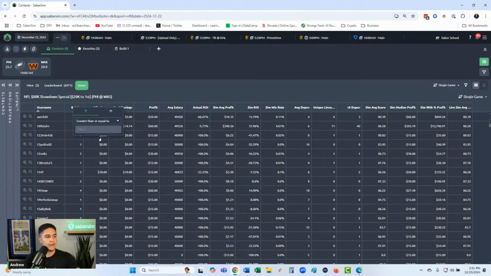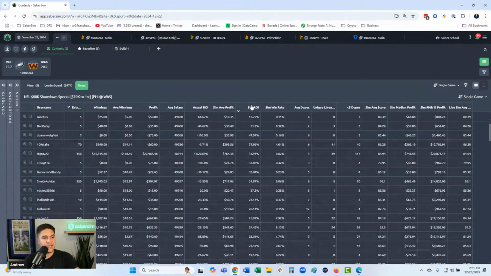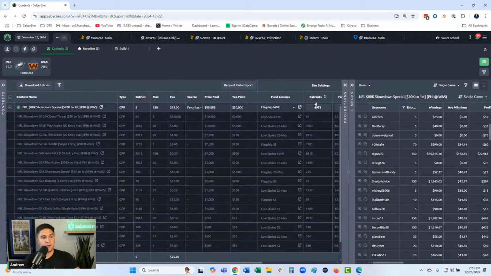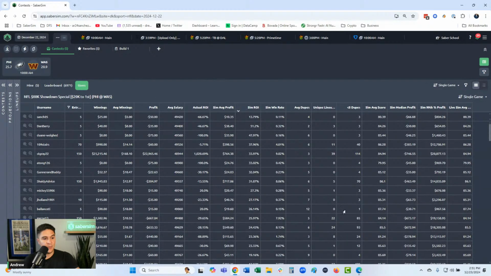Okay, greater than or equal to 5, sim ROI. All right, 13%, a little low. This was a bigger showdown, right? So $15, 6,900 entries. A little bit bigger than a lot of the other contests I've been looking at, which is why we see a little bit higher dupes here.